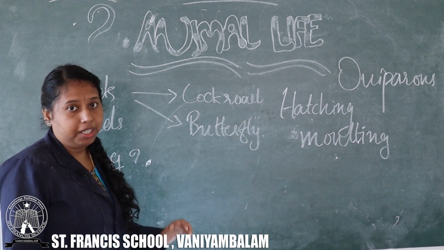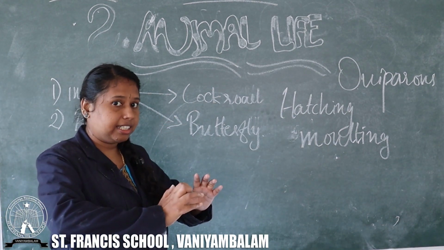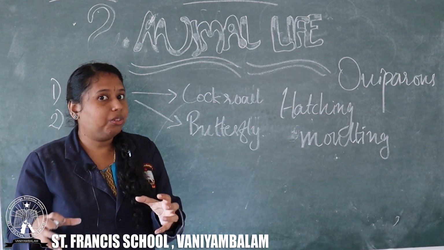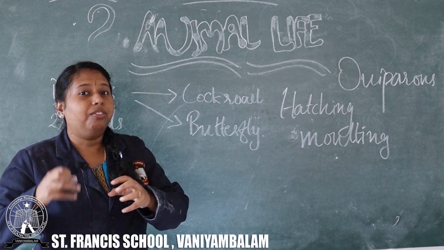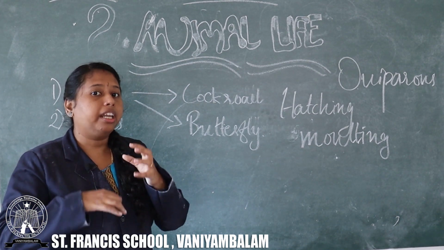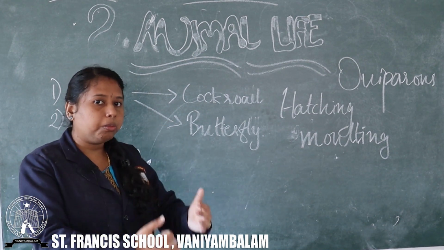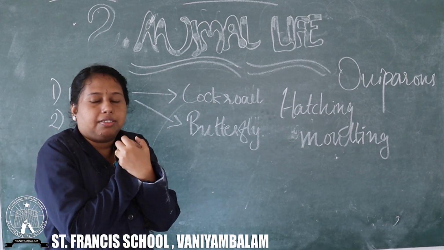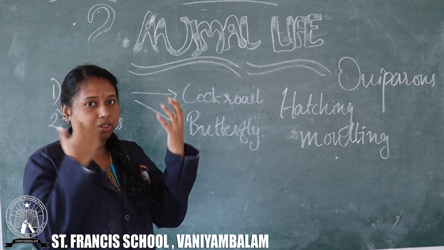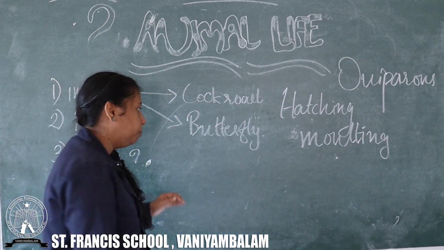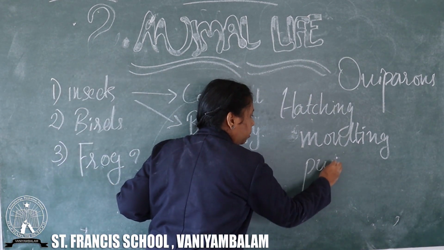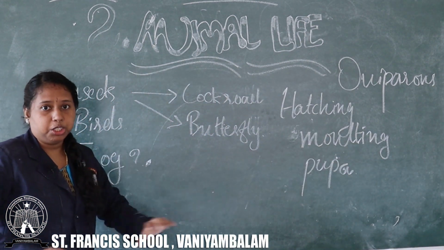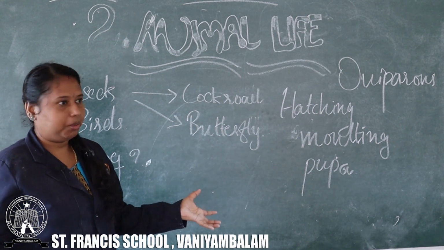And next, butterfly. In the case of butterfly, butterfly will lay eggs, and after that the egg will form into a new larva, and the larva will continuously eat its food, and after some time it will stop eating, and next it will cover its body and lie in that cover, and that stage is known as pupa. And from the pupa, the beautiful butterfly will come out.